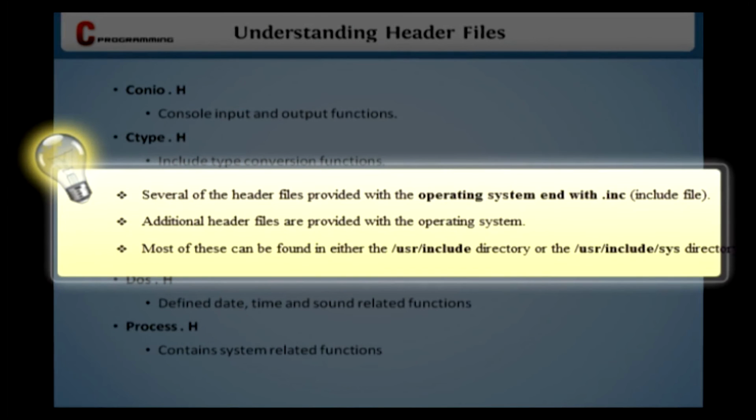Tip: several of the header files are provided with the operating system and with .inc include files. Additional header files are provided with the operating system. Most of these can be found in either the usr include directory or the usr include sys directory.